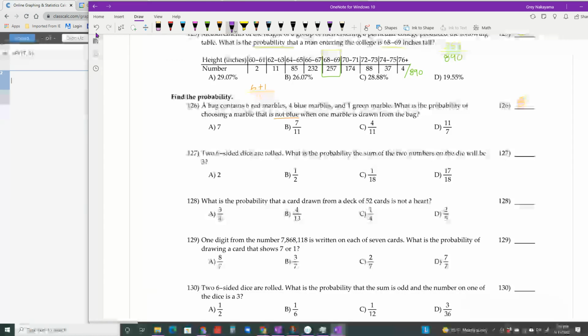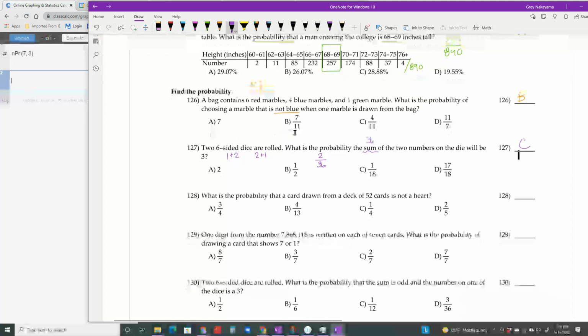All right, 2 6-sided die rolls. What's the probability of the sum of the 2 numbers? Okay, the sum, y'all, when you roll 2 6-sided dice, there are 36 different possible outcomes. So you need to remember that because that's what your bottom number is based on. Okay, how many ways can I get a 3? I can either roll a 1 and a 2, or I can roll a 2 and a 1. So there are 2 possibilities out of 36, which reduces to 1/18.